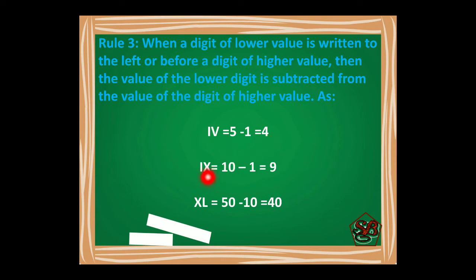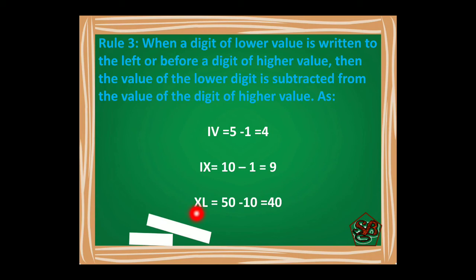I and X. X is for 10 and I is for 1. Now the smaller one is on the left hand side. I is on the left hand side. Right? So we are going to subtract. 10 minus 1 is 9.